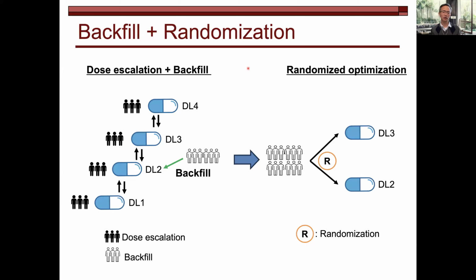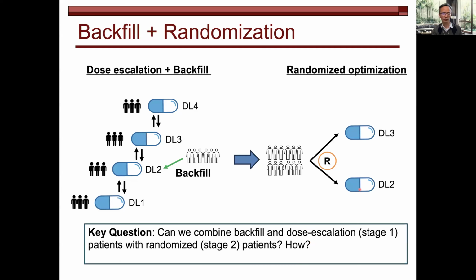So in this case, typically after this dose escalation and backfill stage, which I call stage 1, we will be followed by a randomization stage. Based on the backfill and the dose escalation data, we pick 2 or 3 most promising doses into the second stage, and we randomize additional patients to those doses to collect more safety and activity data, eventually helping us determine the optimal dose.